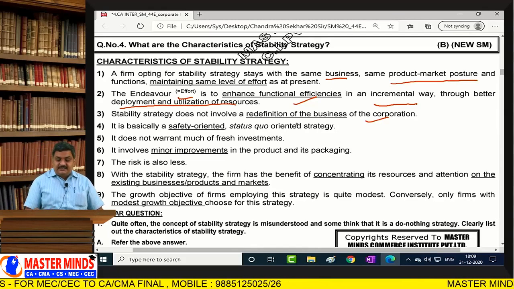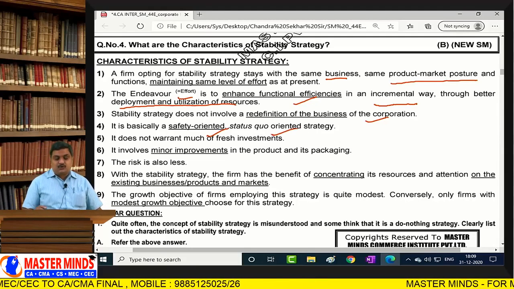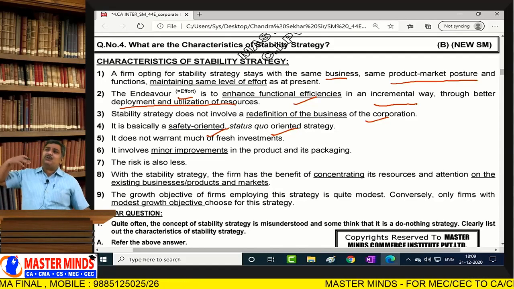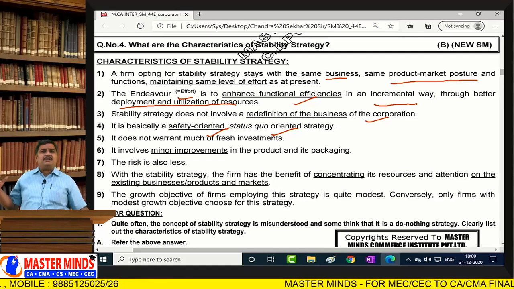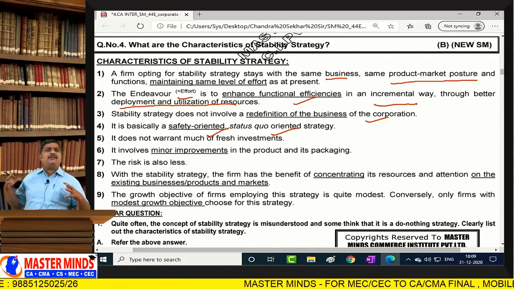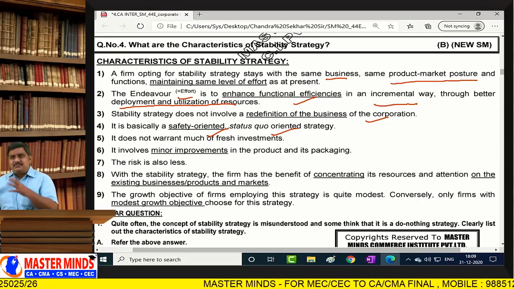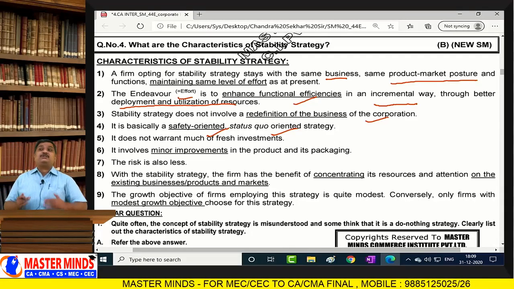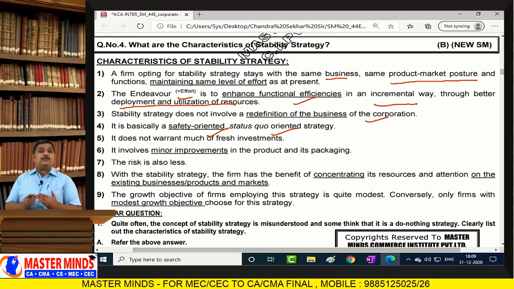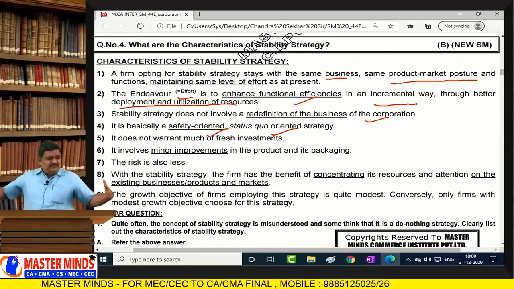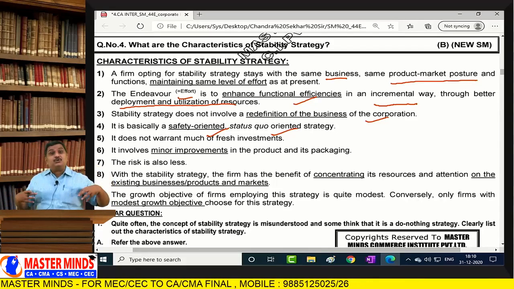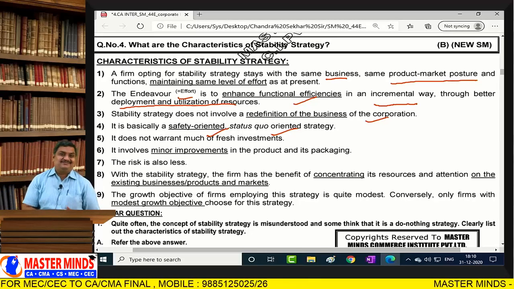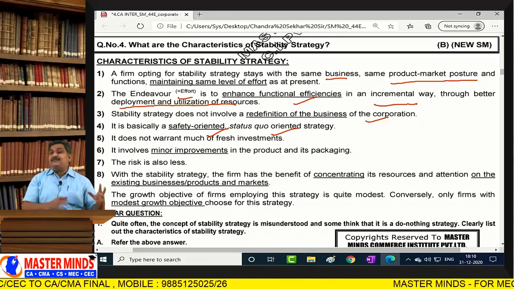No scope. And stability strategy is a safety-oriented, status quo-oriented strategy. Safety-oriented means when the business environment is not encouraging, when it is very hostile, or when it is static, then what is the safest thing to do? Just to hold on and continue at the same level. Sir, I want to do something great. Even though you want to do something great, there is no scope there. If there is no scope, what can you do? So that's why it is a safety-oriented strategy.